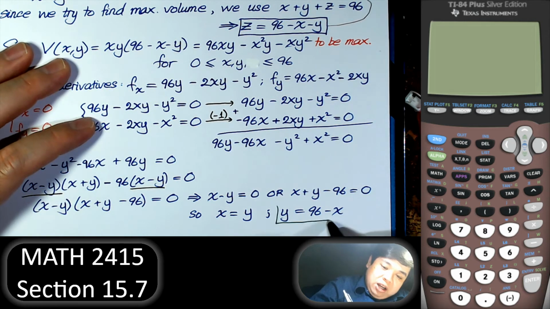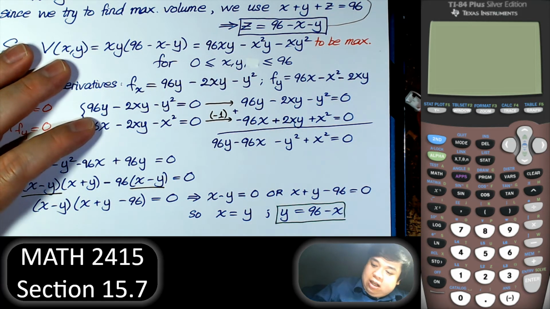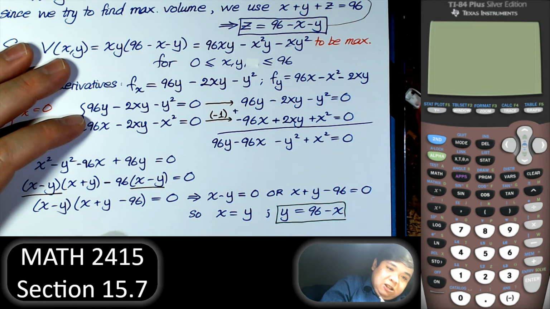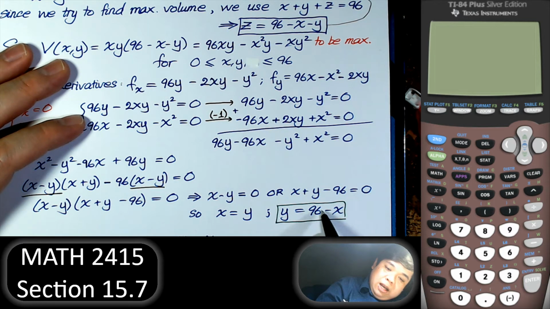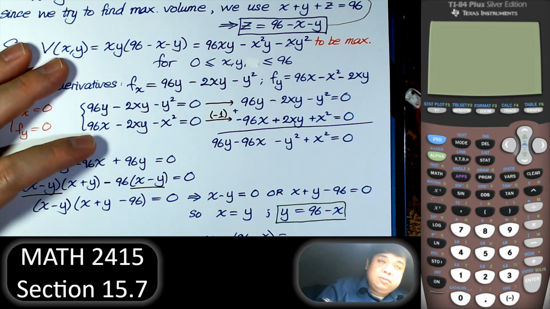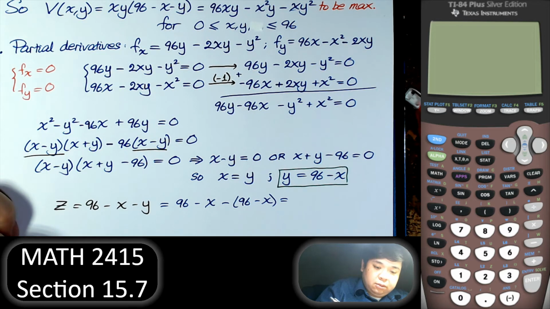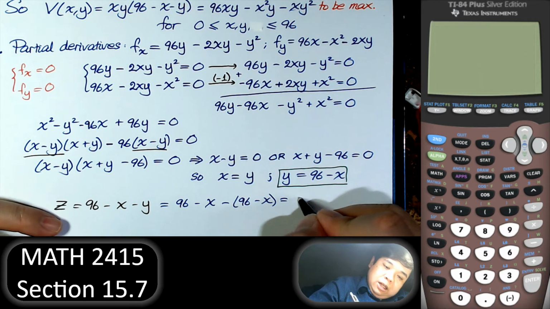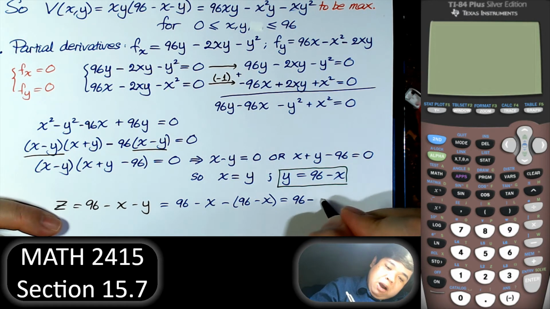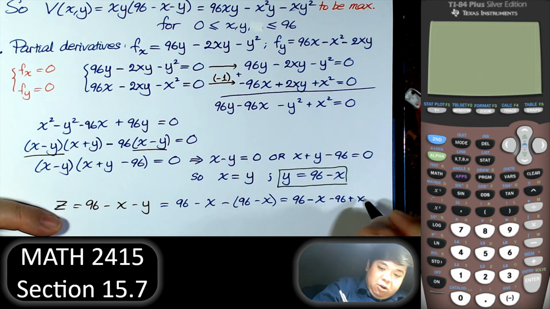What if y is equal to 96 minus x and we have z equal to 96 minus x minus y? So we substitute in 96 minus x, and y is 96 minus x. So 96 minus x minus 96 plus x. Of course, that is equal to 0.